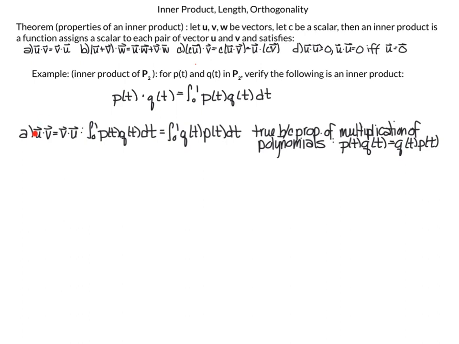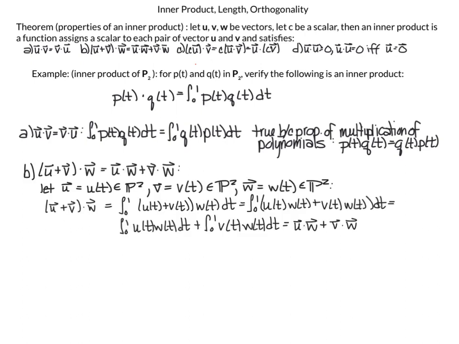So the first condition is the commutativity. In other words, plugging in the definition now of our inner product, u dot v is defined to be the integral from 0 to 1 of p(t) times q(t) dt. And we want to show that that's equal to v dot u, which is equal to the integral from 0 to 1 of q(t) times p(t) dt. And this is certainly true because of the multiplication properties of polynomials. In other words, p(t)q(t) is equal to q(t)p(t) for polynomials.